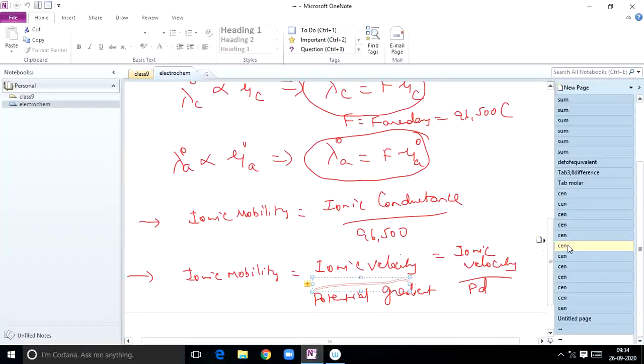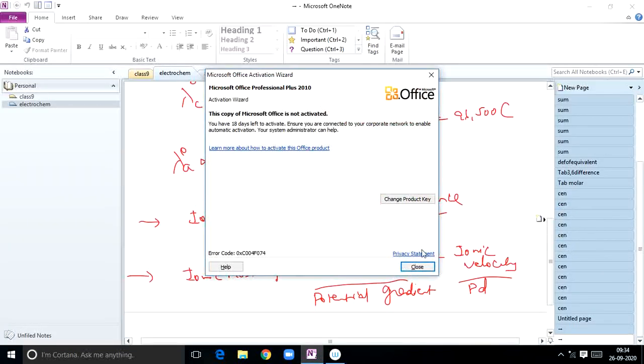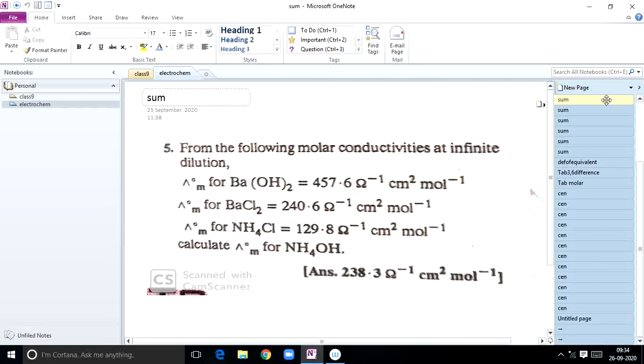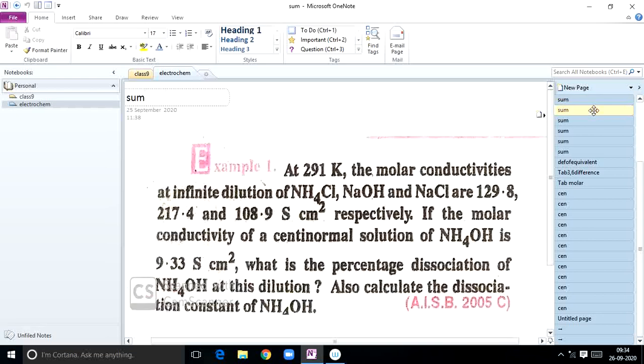Chemistry. So in this session we will discuss numericals related to Kohlrausch law. So quickly we will have the discussion. Now you can go through the numerical.